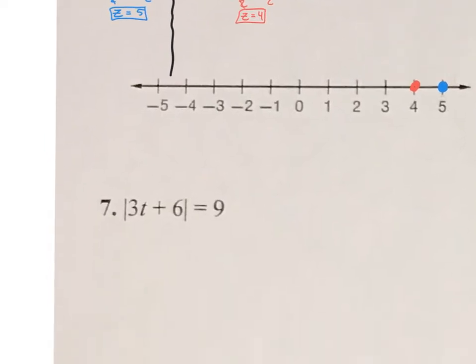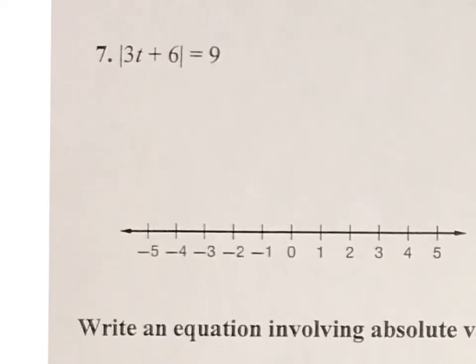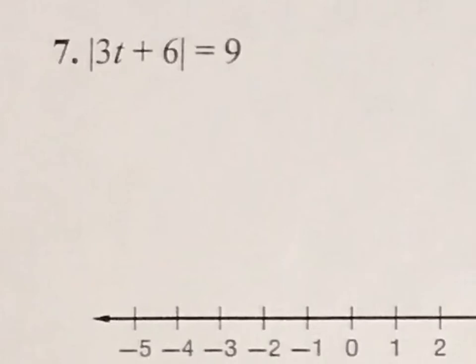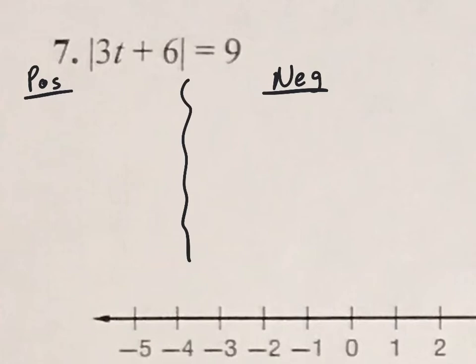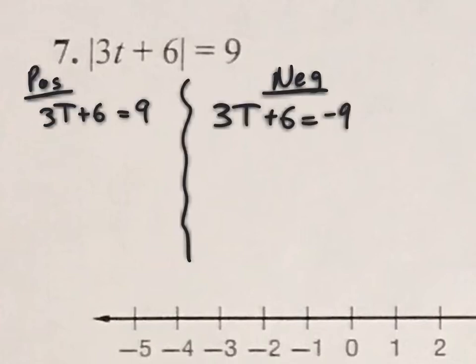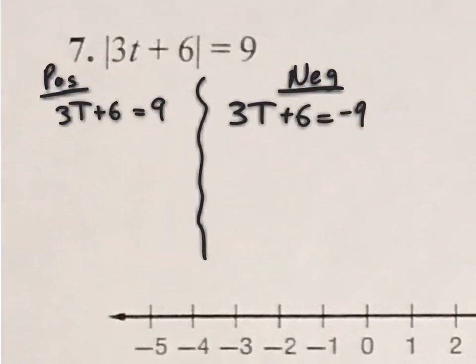Moving on to number 7, since we're doing the odd ones. Let's set up the positive and negative situations. The positive situation is writing it exactly the way it is, of course, except for the absolute values. The negative situation is writing it exactly the way it is without the absolute values and changing that 9 to a negative 9. So then you just go through and solve both of them.